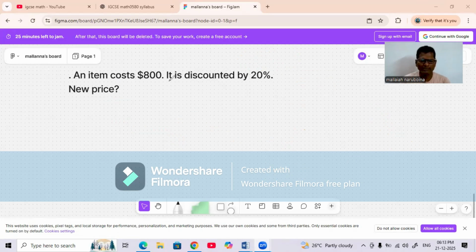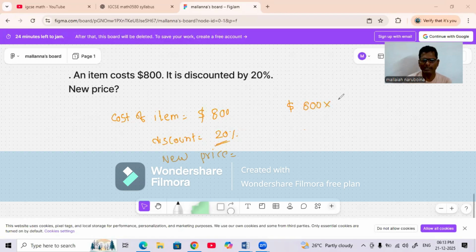An item costs $800. It is discounted by 20%. New price? So first write the cost of the item. Cost of item, that is $800. Discount is 20%. We have to calculate the new price. So first write $800.